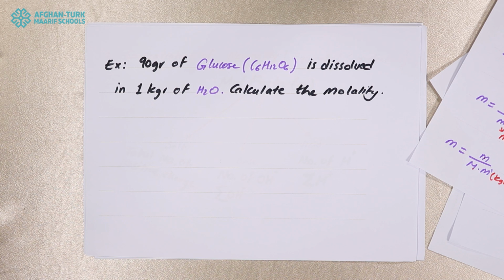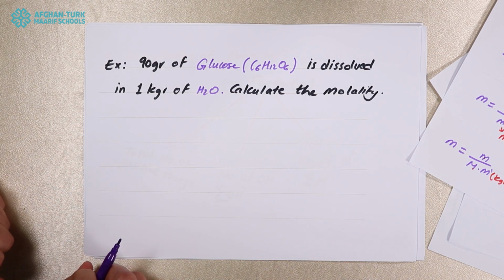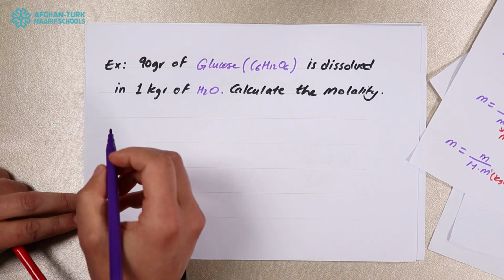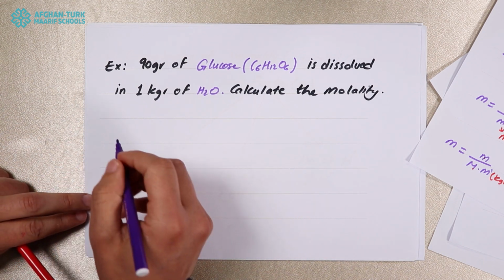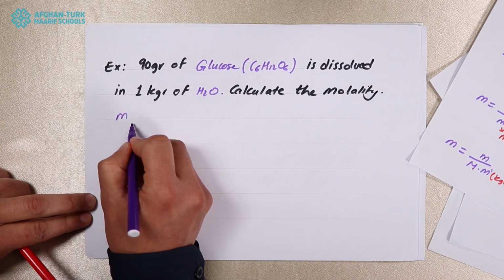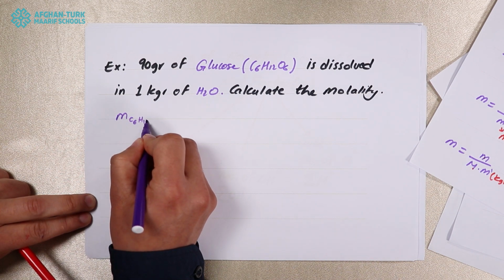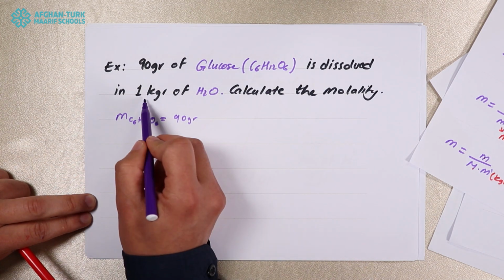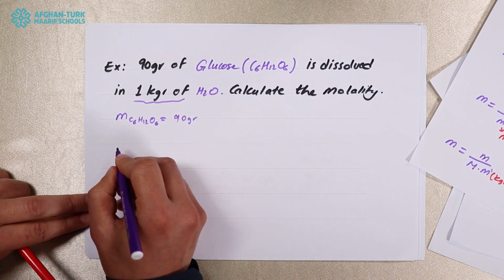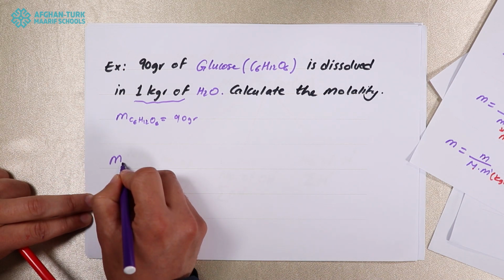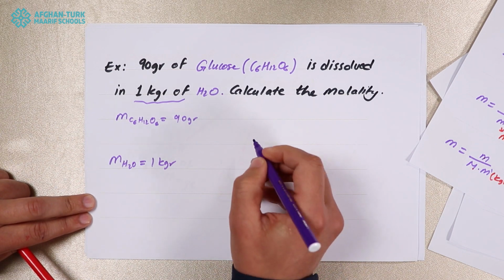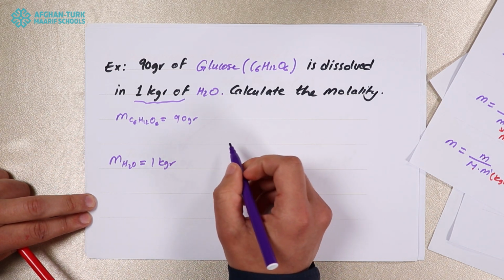Now I'm going to solve one question. For example, 90 grams of glucose is dissolved in 1 kilogram of water. Calculate the molality. At first we should rearrange our question. The mass of glucose is equal to 90 grams, dissolved in 1 kilogram of water. It means the mass of water, H2O, is equal to 1 kilogram. According to the formula, we can solve this question.